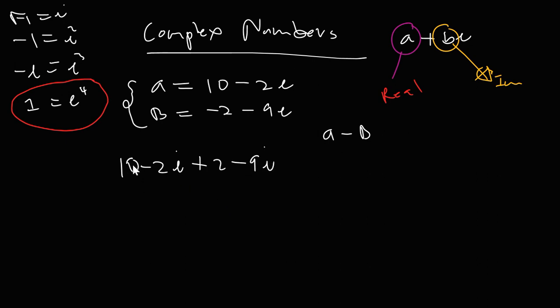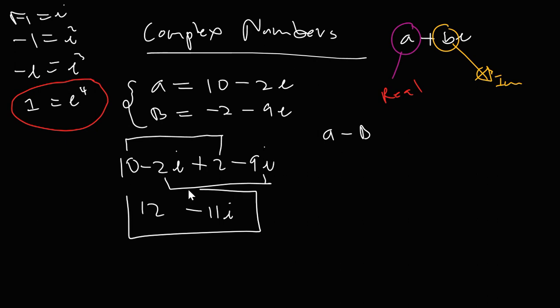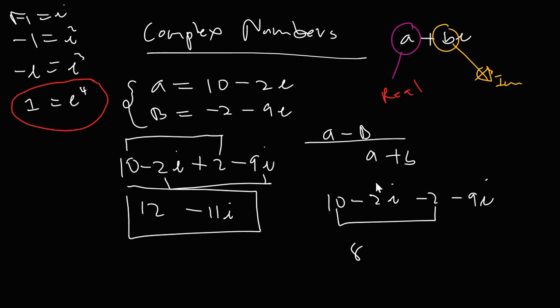Then you keep on with your principle. The real part to the real part is going to give you 12 real parts, and this to this is going to be minus 11 imaginary parts, and this is your answer now. Your difference between these two complex numbers. You could even be asked to do A plus B. The sum of these two complex numbers is going to be 10 minus 2i minus 2 minus 9i. Then the real part to the real part, you get 8. The imaginary part to the imaginary part, you get minus 11i.